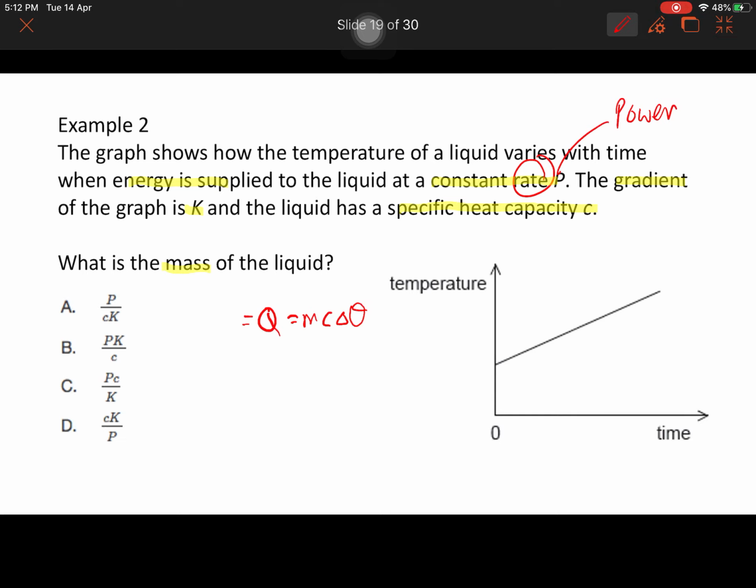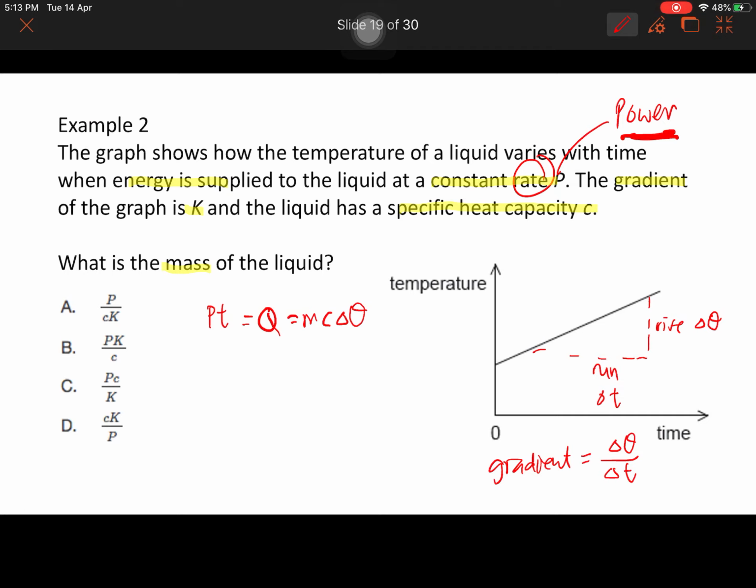But what is Q? Q is energy, but this question talks about power. How do I relate power to energy? Q equals Pt. That's right. Now take a look at this graph here. What does the gradient tell me? If I use rise over run, the gradient tells us the change in temperature over change in time. Our rise is change in temperature, our run is change in time.